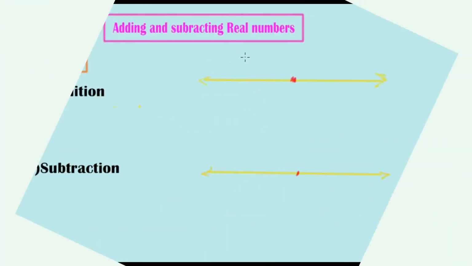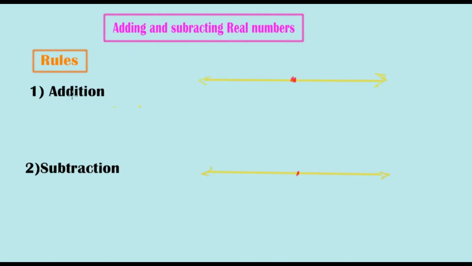To add and subtract real numbers, we have two rules for both operations. For the addition operation we have two rules which make our addition operation easy and fast. The first rule tells us if you want to add a positive number, move right. Okay, so that's our first rule.